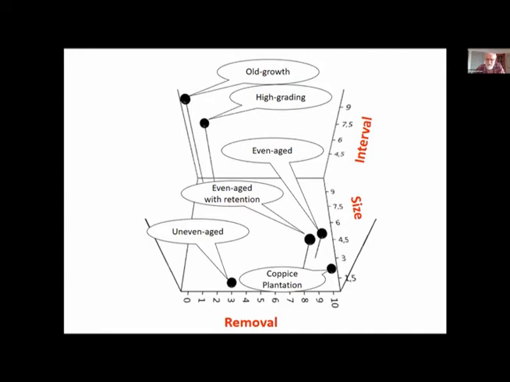And even-aged forest management and even-aged with retention is sort of in the same corner of this cube. And old growth is in the absolute opposite of the cube. And high grading is the exploitative timber frontier forestry that Lars mentioned in the beginning, so to cut the big trees. And then this would be uneven-aged forest management. So I think this is a way just to think about that the forest management system has to be evaluated at different scales, at different intervals, and different removal rates.